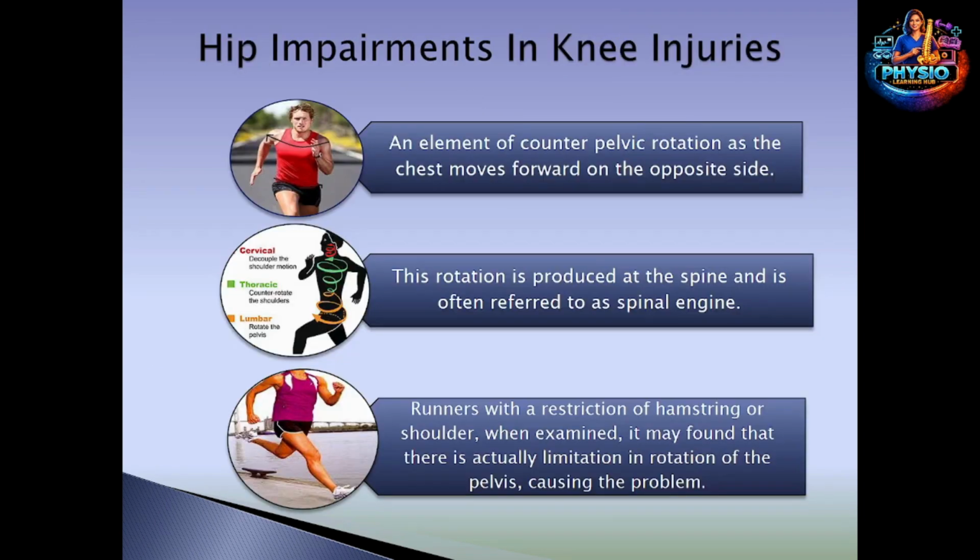Hip impairments in knee injuries. An element of counter-pelvic rotation occurs as the chest moves forward on the opposite side. This rotation is produced at the spine and is often referred to as the spinal engine. In runners with a restriction of the hamstring or shoulder, when examined, it may be found that there is actually a limitation in rotation of the pelvis causing the problem.